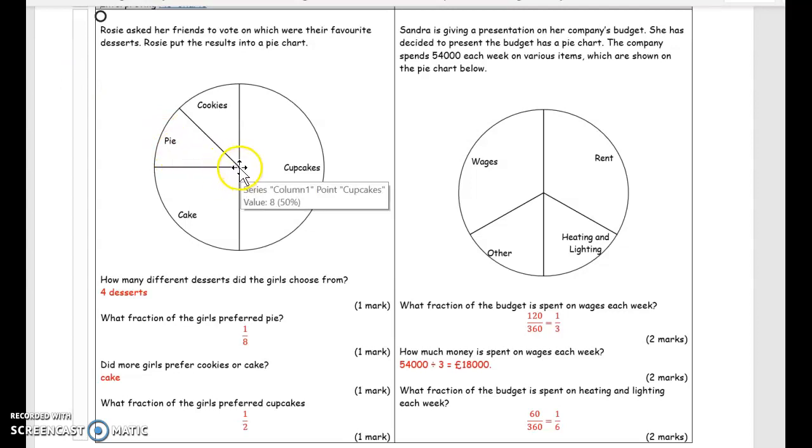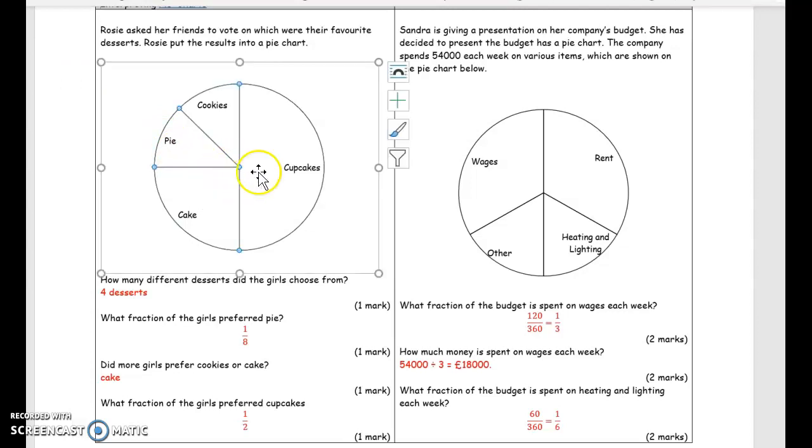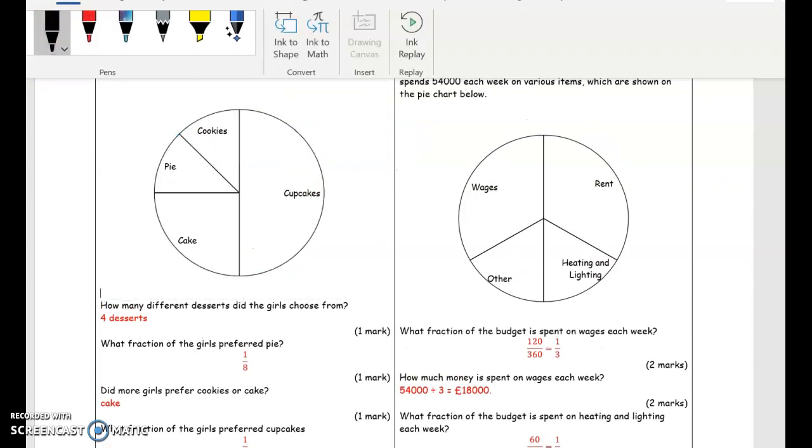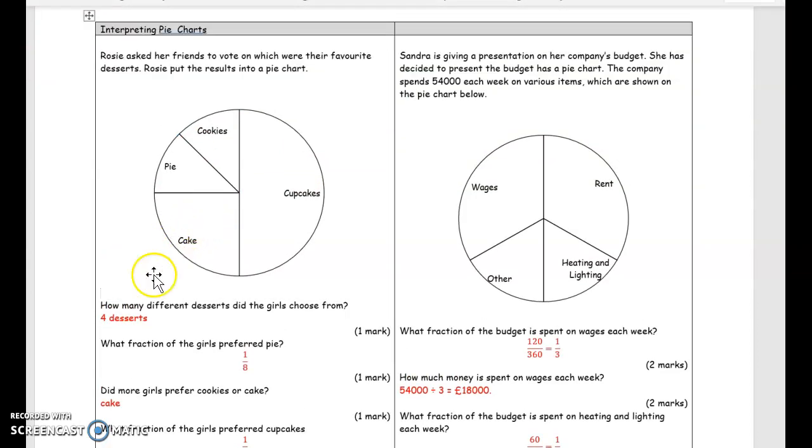So for the cake, I could draw in an extra line here, just imagine it here. So the cake would be 2 pieces the same size as the pie and the cookie.